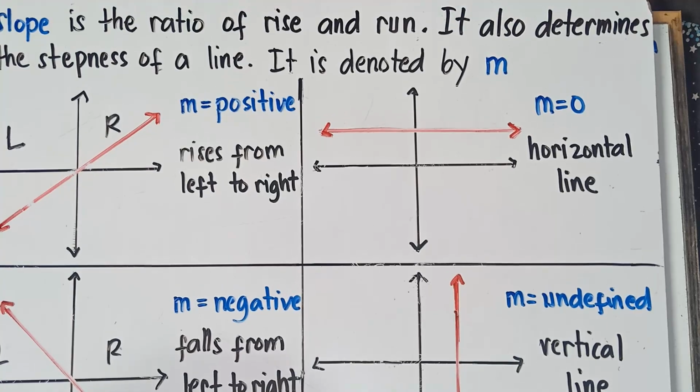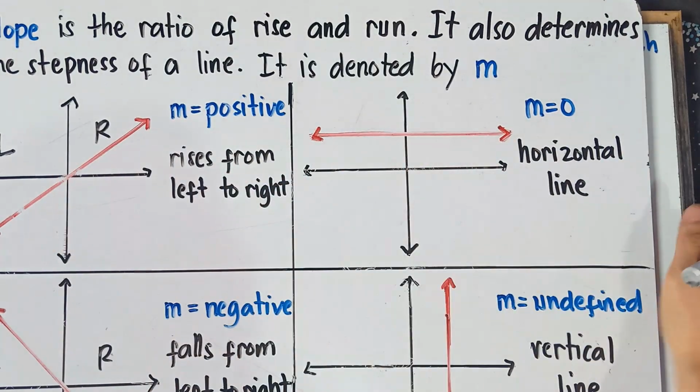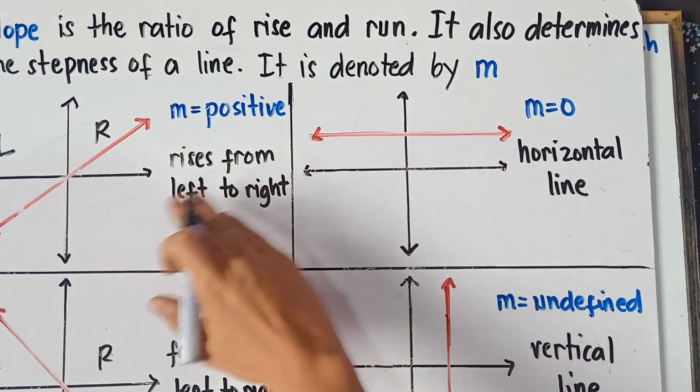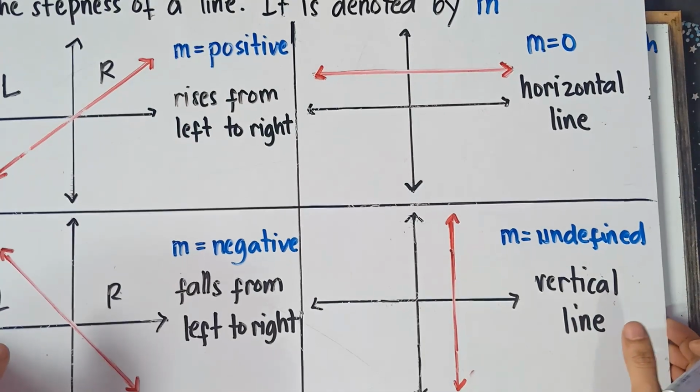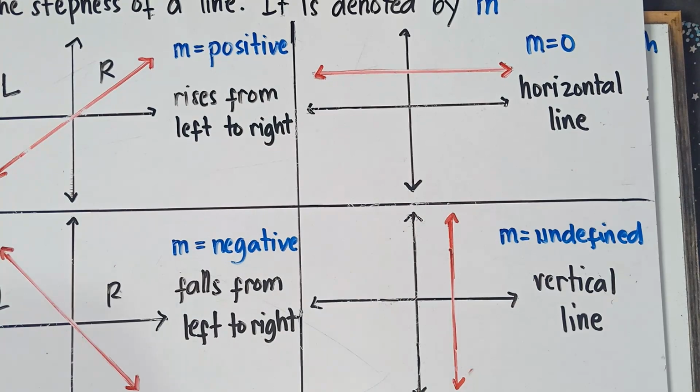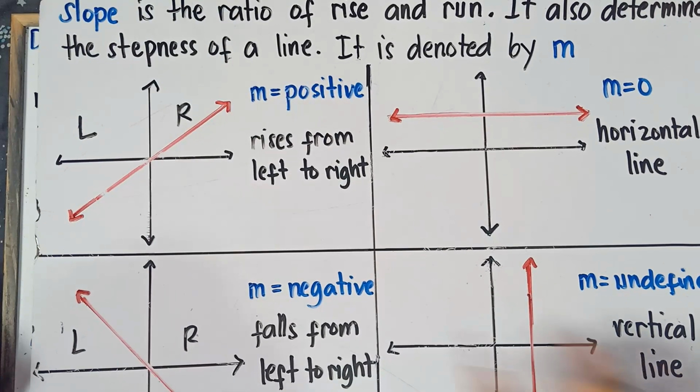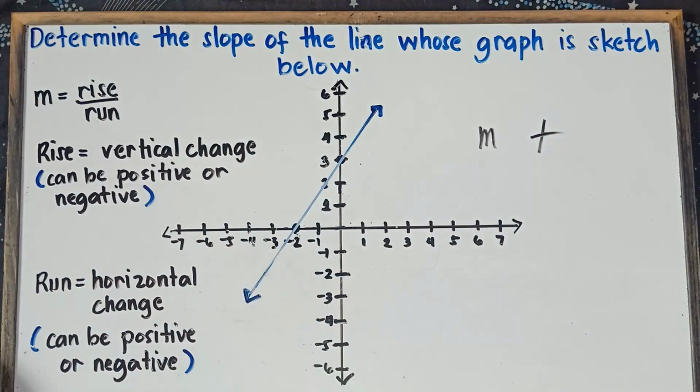Now if you have an example like this, the graph is a horizontal line. Therefore, class, the slope is 0. The value of the slope would be 0 if the graph is like this, a horizontal line. Now, if the graph is a vertical line, that would be undefined. The slope is undefined. But mostly, class, most of the examples we have are the positive one and then the negative one. So let's start with example number 1, class.